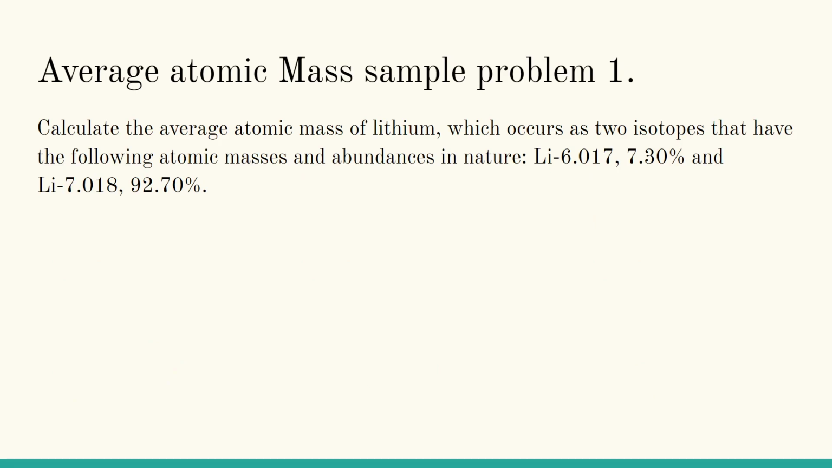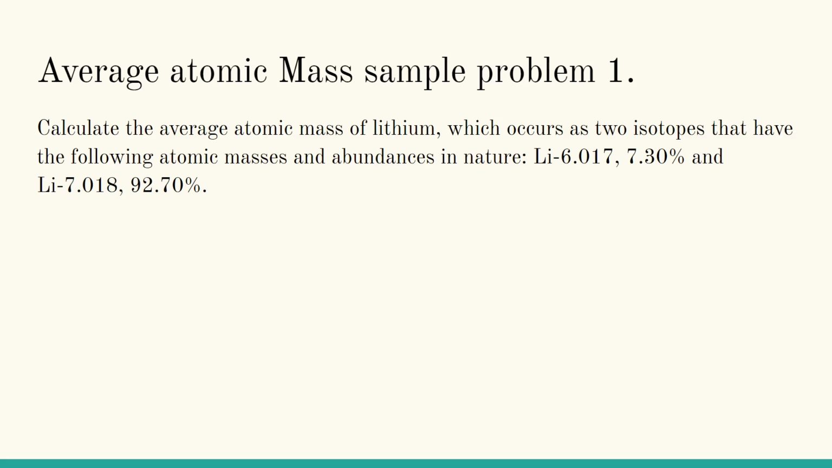This problem is a typical example problem that you might have for an atomic mass. What we're going to do is the exact same process. We're going to start by gathering our information, and we see that we have two forms of lithium. We have lithium-6 and lithium-7.